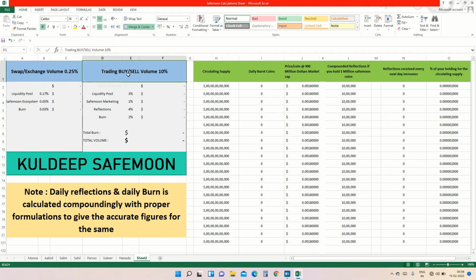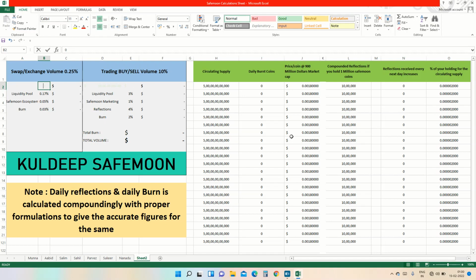And there is the trading function, in which we can buy and sell our SafeMoon tokens, with gas fees of 10%. In this, 2% of the burn will straight away decrease the circulating supply, and we will have 4% of reflections out of only this section of volume, not the other section. We have to keep in mind that swap and exchange doesn't reflect the tokens, and only trading volume reflects the tokens to all the holders. SafeMoon marketing will have 1% of it, and the liquidity pool will have 3% of this section of volume. So let's put out some figures.